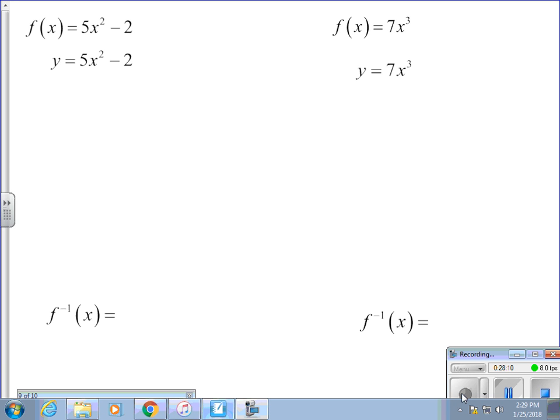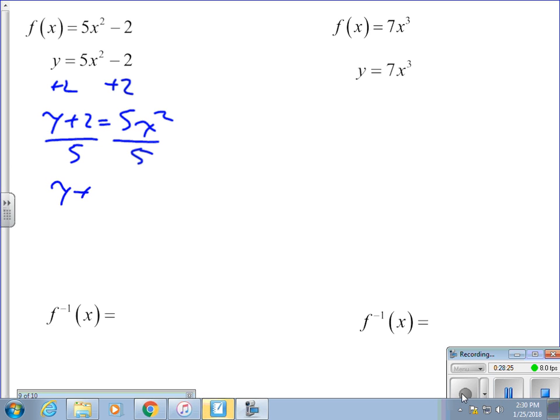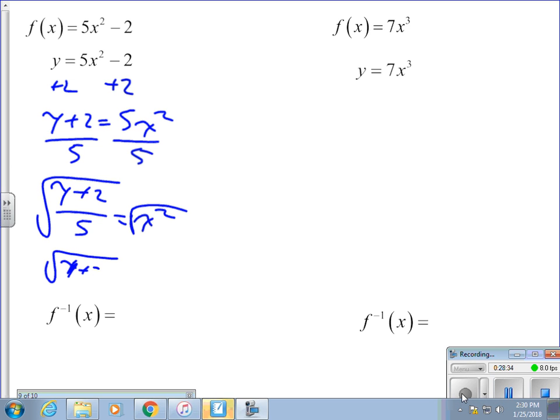Okay. So once again, already started the first step. Add 2 to both sides. Y plus 2 equals 5x squared. Divide both sides by 5. Y plus 2 over 5 equals x squared. Square root both sides. And the square root of y plus 2 over 5 equals x. So my inverse function, square root of x plus 2 over 5.